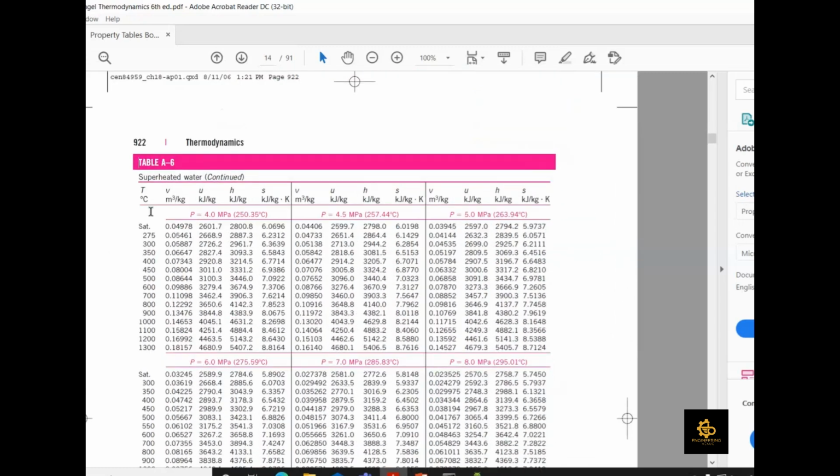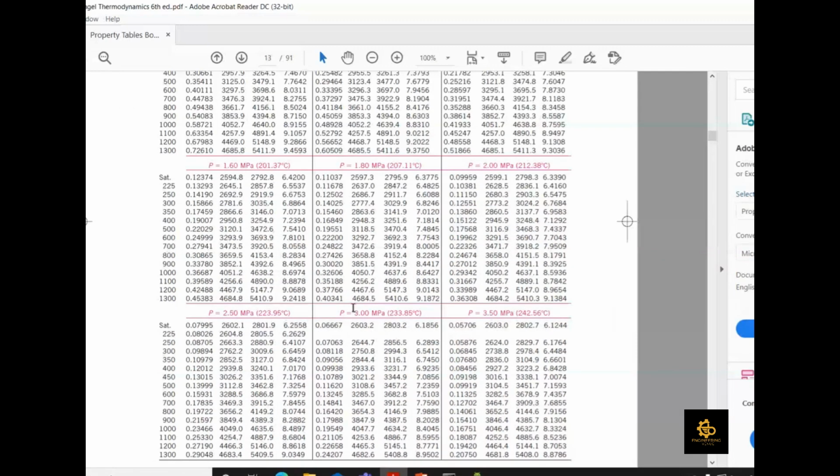Okay, so here it's come. This is your 3 megapascal. Okay, so we just have to find out 3 megapascal. Then your temperature is given, which is 350 Celsius. Your pressure is also given, your temperature is also given. So now you have to just look for the values of enthalpies. Okay, so this is your value of enthalpy, 3116.1. So this is your value at H3.